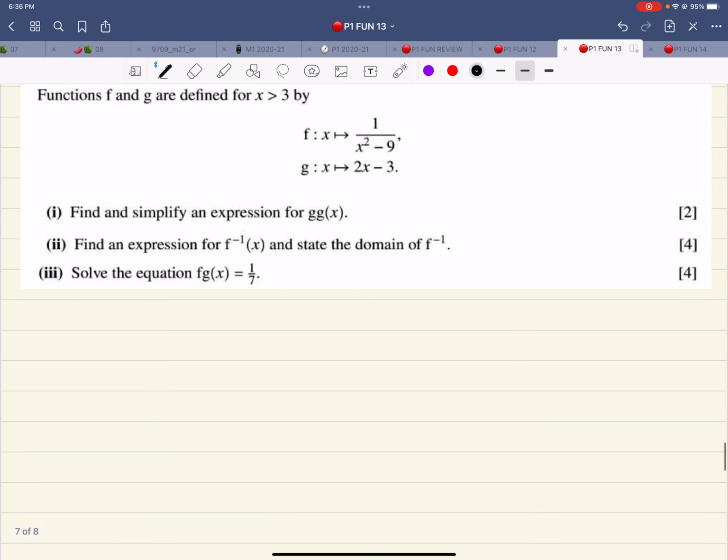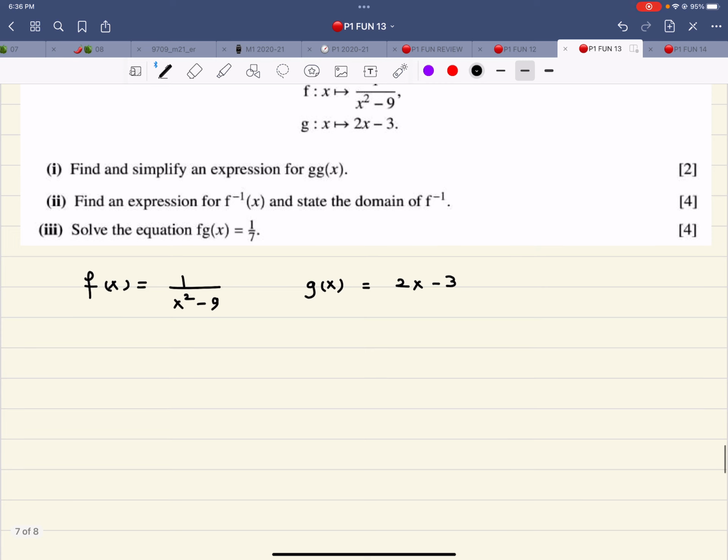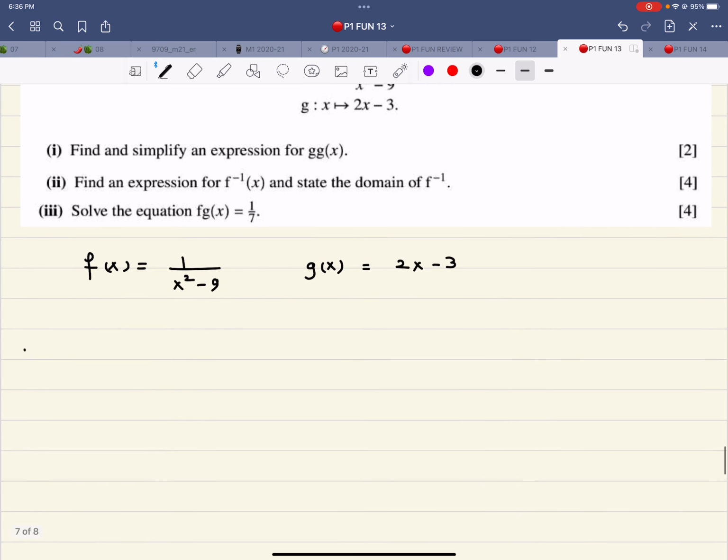Functions f and g are defined by such and such. f(x) is 1 over x² − 9, and g(x) is equal to 2x − 3. Find and simplify an expression for g(g(x)). The first part is easy. g(g(x)), that is 2 times g(x) minus 3, that is 2 times (2x − 3) minus 3, that is 4x − 6 − 3, that is 4x − 9. That is just basic stuff.